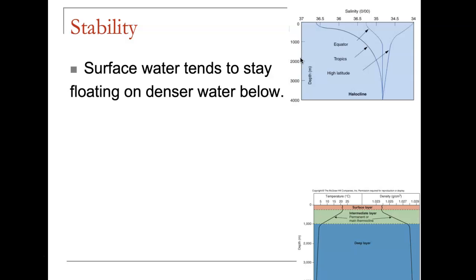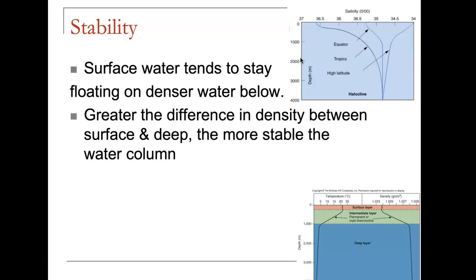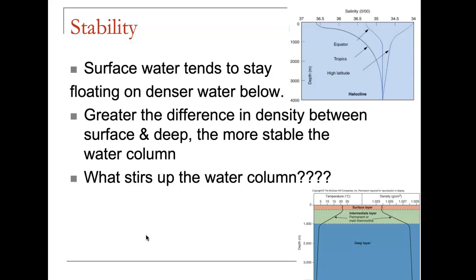So again, surface water tends to stay floating on the denser water below, and this creates stability in the water column from 1,000 meters down. The greater the difference in density between the surface and the deep, the more stable that water column will be. So, what stirs up the water column? And I will tell you that we want the water column to stir up.